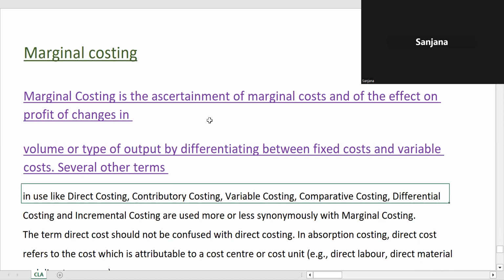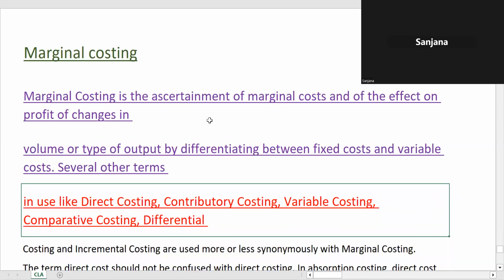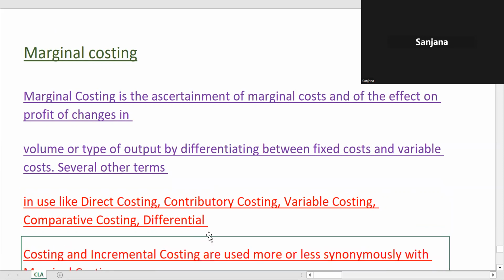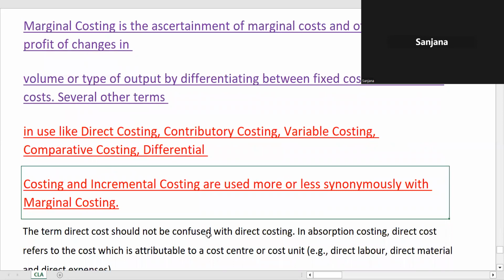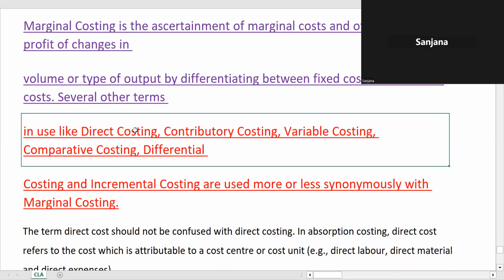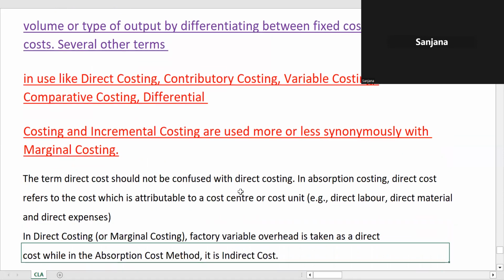Some synonyms of marginal costing are very important and will come in your objective questions. Direct costing, contributory costing, variable costing, comparative costing, differential costing, incremental costing. All these are marginal costing. In direct costing, you will understand that's marginal. Contributory, because of the word contribution which is there in marginal, you will understand. Variable costing also you will understand. What you might not get, you have to specifically remember: comparative costing, differential costing, incremental costing. These three things you should remember.